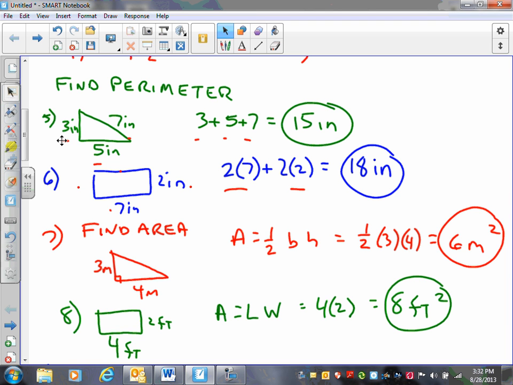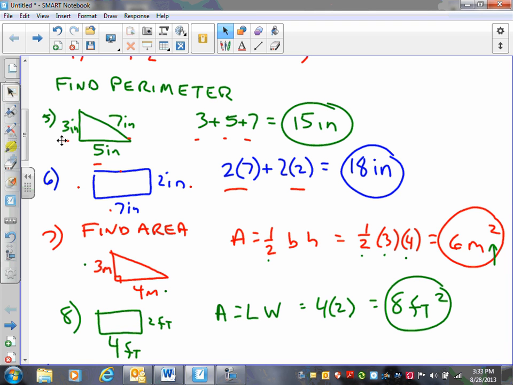You have one triangle. A triangle is half of a rectangle, so you take its base times its height and multiply by 1/2, which is the same thing as dividing by 2. So I have 1/2 of 3 times 4. 3 times 4 is 12, half of that is 6. This is area, so it's units squared.